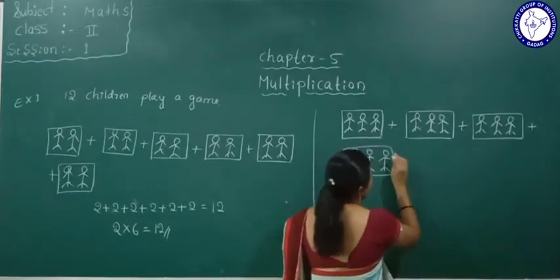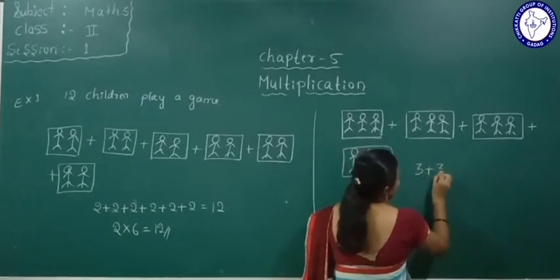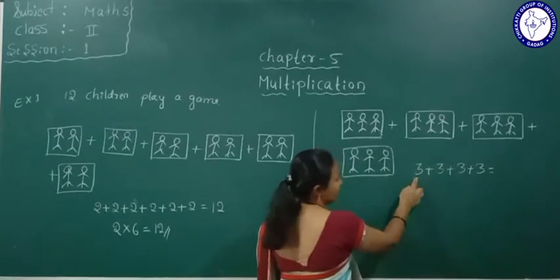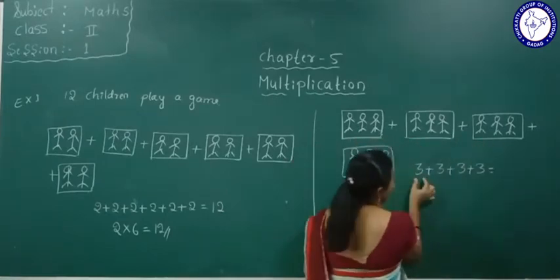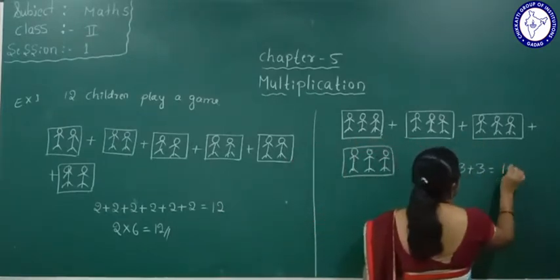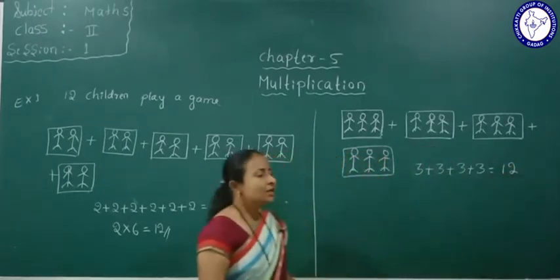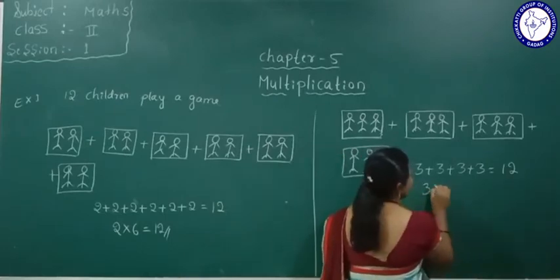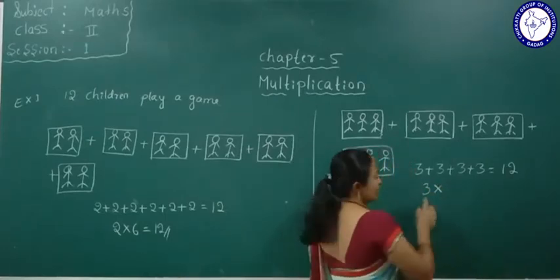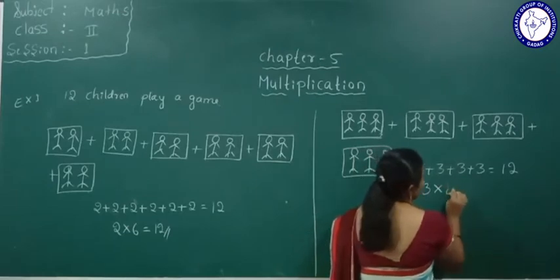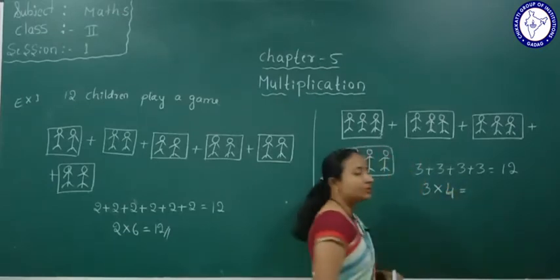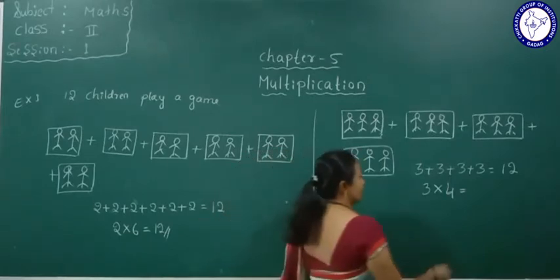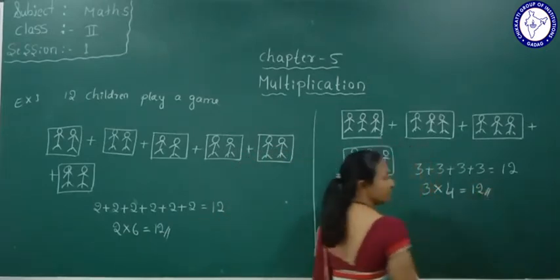How many groups are here? 4. 1, 2, 3, 4. It means in one group 3 members. So totally 12 children. Okay. So here 3 is repeated. How can we write this? 3 repeated how many times? 1, 2, 3, 4. So 4 I'll write here. So 3 fours are how much? Yes, tell me, students. 3 fours are 12. Understood?